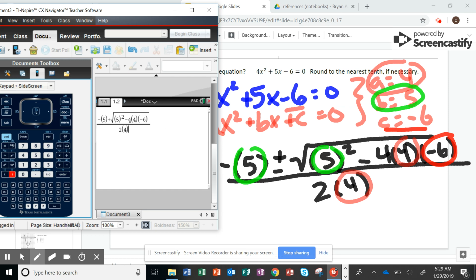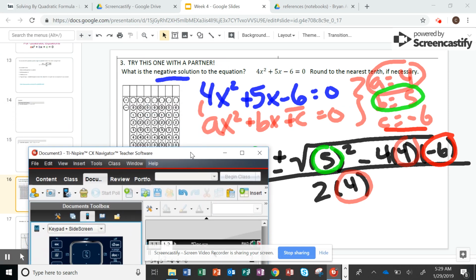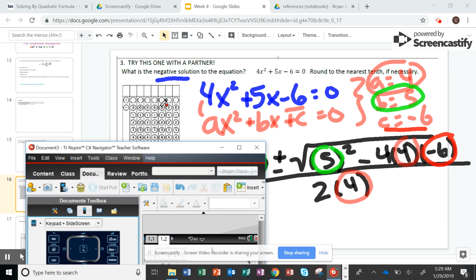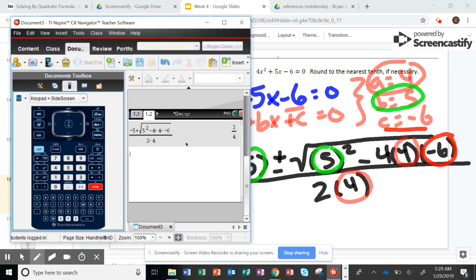Alright, so I did the plus first. Just double checking that I have everything correct. Press enter, and I have 3/4. Now, because I have this over here, that means that I'm going to have to get a decimal, because there's no way I can write a fraction into something that I have to bubble in. So remember to get the decimal, control enter, so that's 0.75.